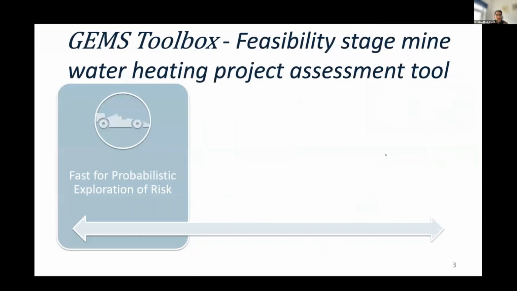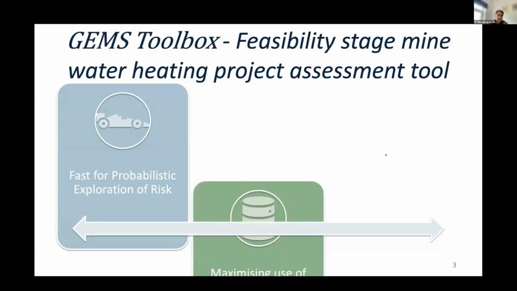But as I said, today I'm going to talk about specifically the numerical tool that we've been working on, and we've called it GEMS Toolbox. It kind of has three core axes to it. And the first is that we want a code that runs fast so that we can run it multiple times to give us a probabilistic exploration of the risk profile. So we have a lot of uncertainty, and we want to look at quite a few scenarios to explore that uncertainty, see what the output is, and be able to translate this into project risk.